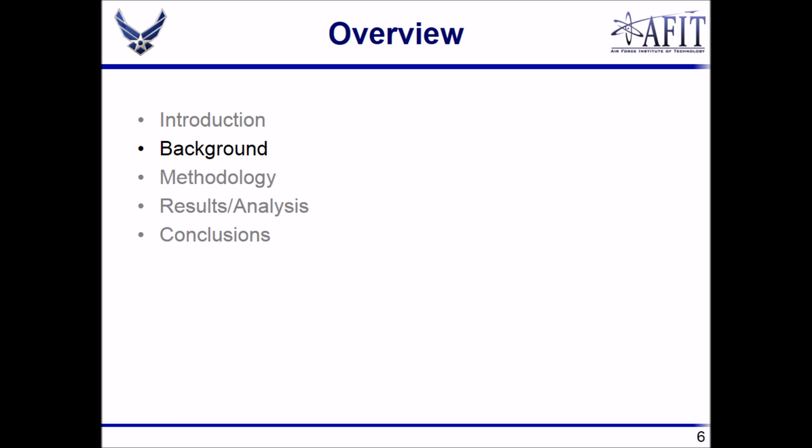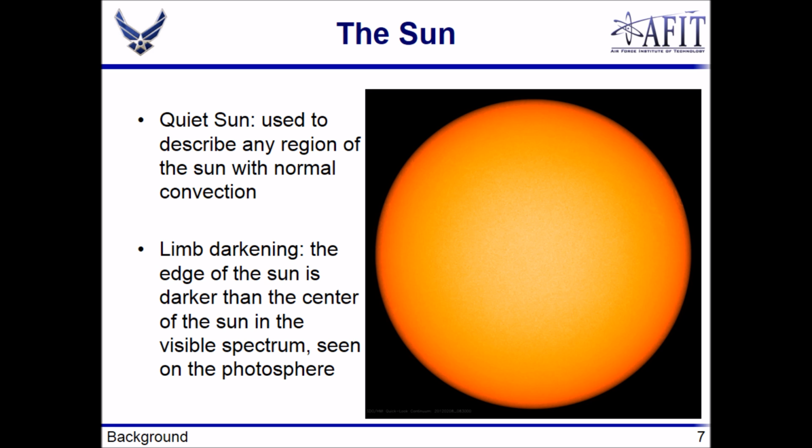All right, moving into background, slide 7 here. Quick overview of the sun. So the image there on the right, I have pictured what is typically referred to as a quiet sun. This picture is taken from solar minimum. And the quiet sun is a term used to refer to any region that does not have any active regions associated with it.